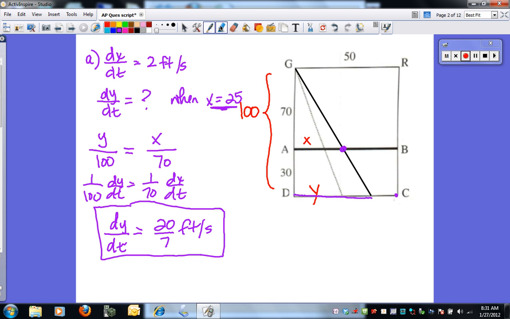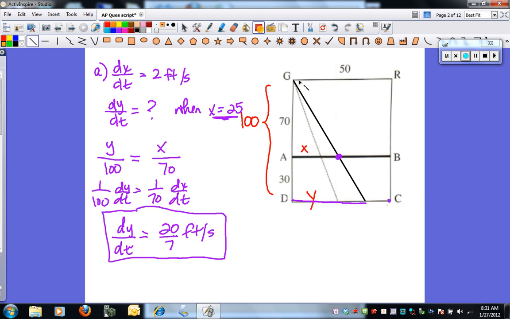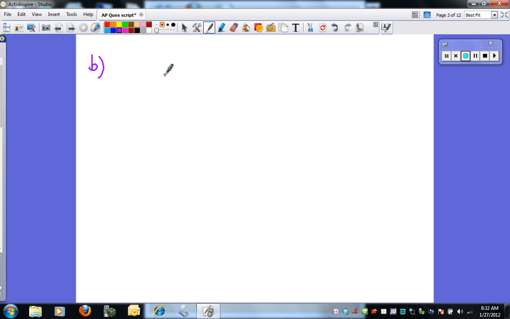Now remember, our new situation has a line here. Let me see if I can make it a different color. Maybe I need to go over there and say this is when the line, there you go, is right here. So we have our x. We're going to do a different proportion here, but same idea of similar triangles. X is to 50 as 70 is to 100. So corresponding sides. And it looks something like this: x over 50 equals 70 over 100.